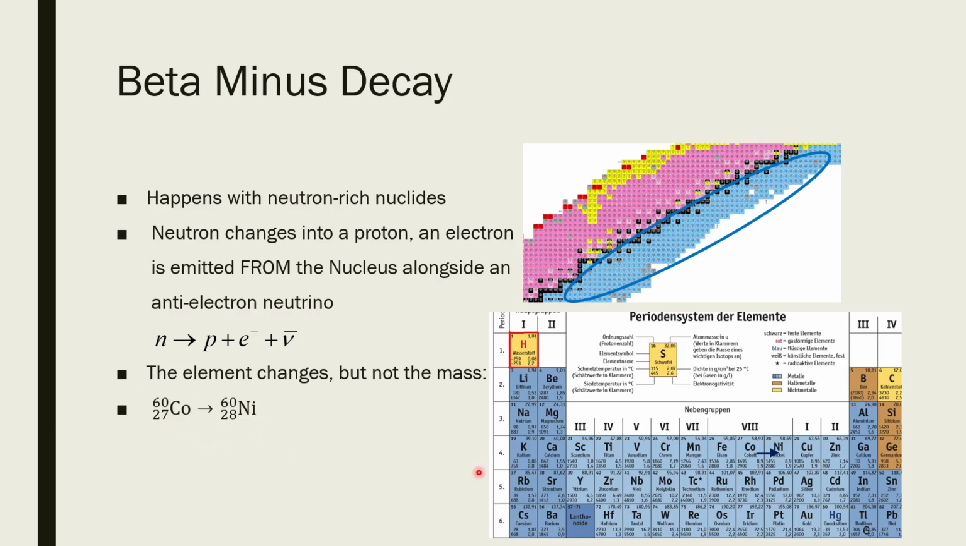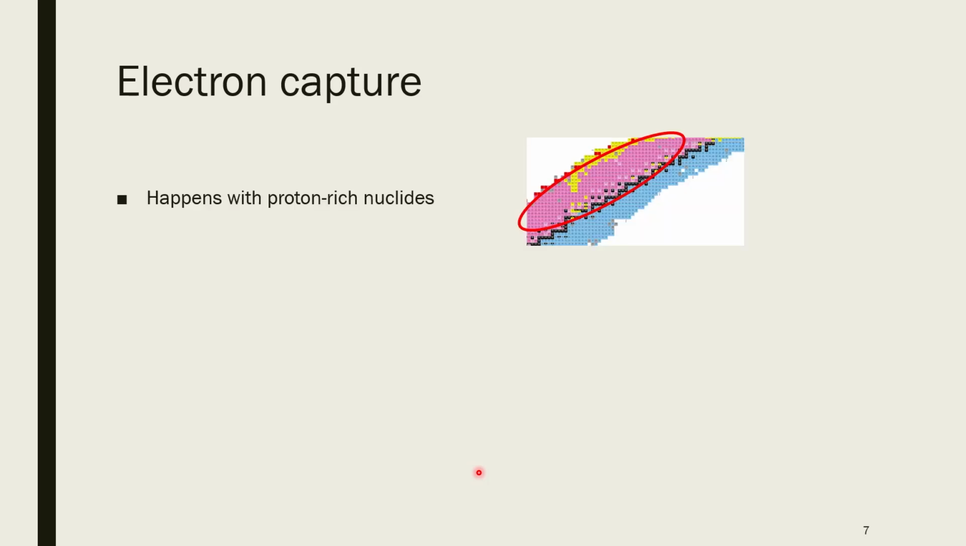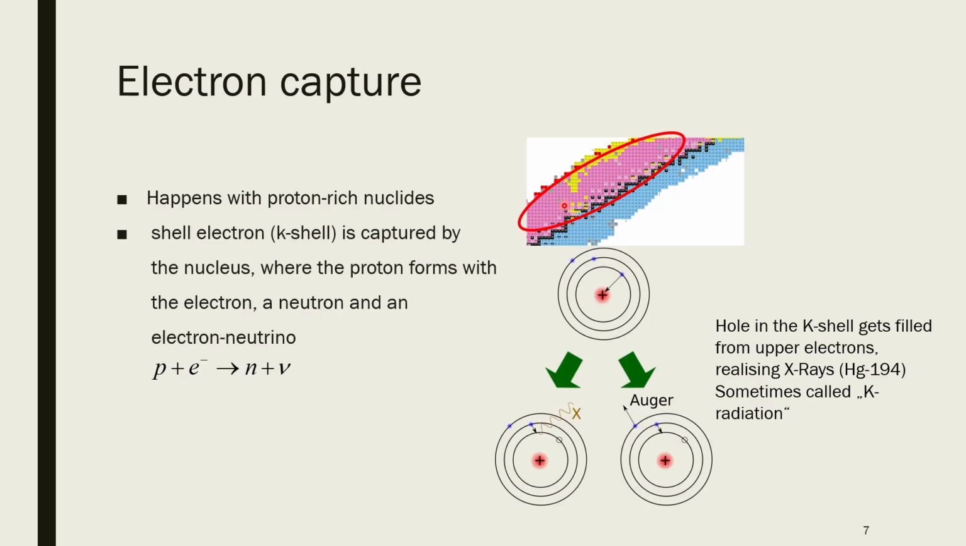As another type of decay, you have the electron capture. It happens with proton-rich nuclides, so stated above the valley of beta stability, which is this black line. And above that, every tile that is colored in this pinkish tone is an electron capture nuclei. And during an electron capture, a shell electron is captured by the nucleus, where the proton forms with this newly captured electron a neutron, and an electron neutrino is emitted from the nucleus. Yeah, you can see it like here.